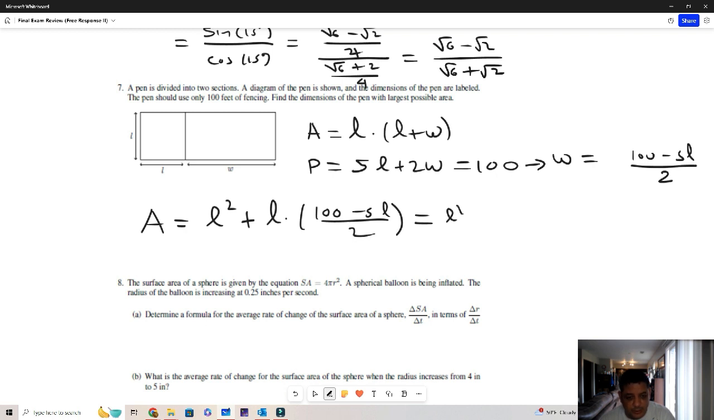This is L squared plus 100 in L over 2, or 50L if you will, and this is going to be phi half L squared. I can think of this as 2L squared over 2, so at the end this is going to be minus 3 halves L squared plus 50L, and this is the quadratic formula that we're using.